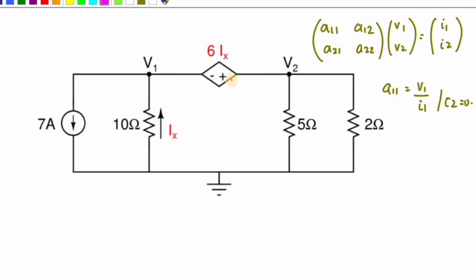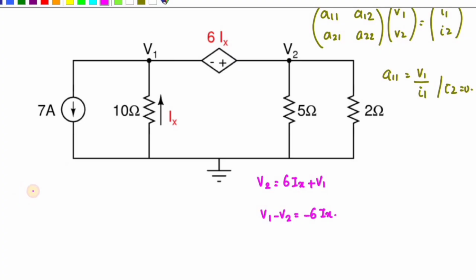So first, let us form the nodal equation, and you can see V2 is equal to 6Ix plus V1. Because of the current direction, V1 minus V2 is equal to minus 6Ix. And I need to find the current Ix. So for that you have to apply the nodal voltage method at V1, removing the dependent source between V1 and V2.